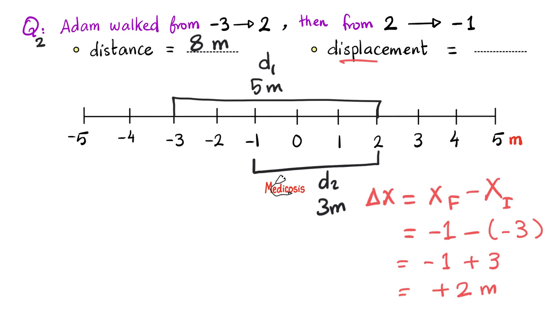Let's see. Here's the initial position, okay? And here is the final position. What's the difference? Displacement of 2 meters east. And that's the net displacement equals +2 meters. Notice the distance is a magnitude only, but displacement has a magnitude and a direction. If it has a positive sign, it means that Adam was displaced to the right. But if it has a negative sign, it means that Adam was displaced to the left.